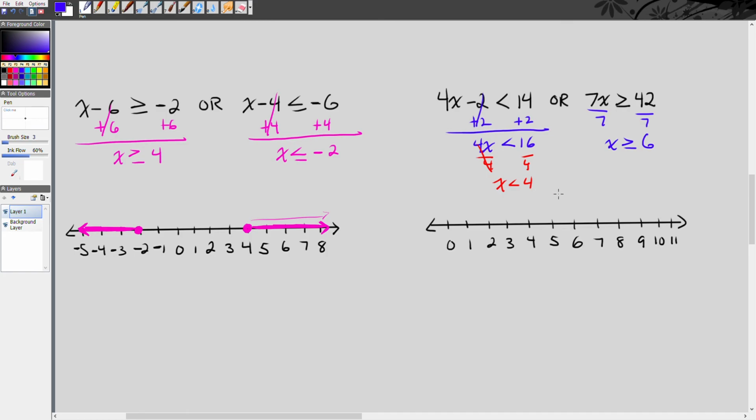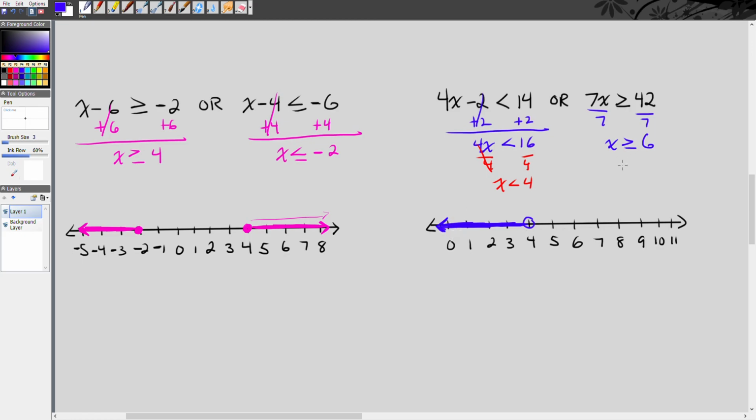X is less than 4. This is not an or equal to. So we're going to put a hollow circle on 4, and less than moves to the left, so we're going to shade this way. We're going to shade to the left and draw our arrow.